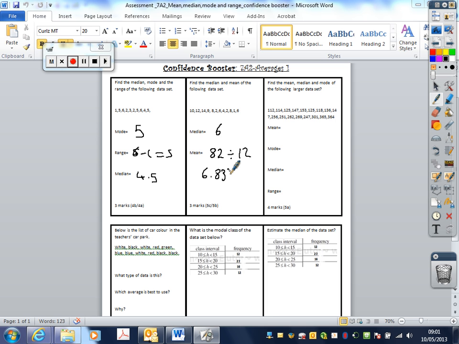Mode, who got a mode? What do we get? I got 125 and 125 there. 147. Right, so we've got 125 there. We've got another 125, we've got 147 there. And 147. Yeah, so you've got 2 modes then. 147 and 125.